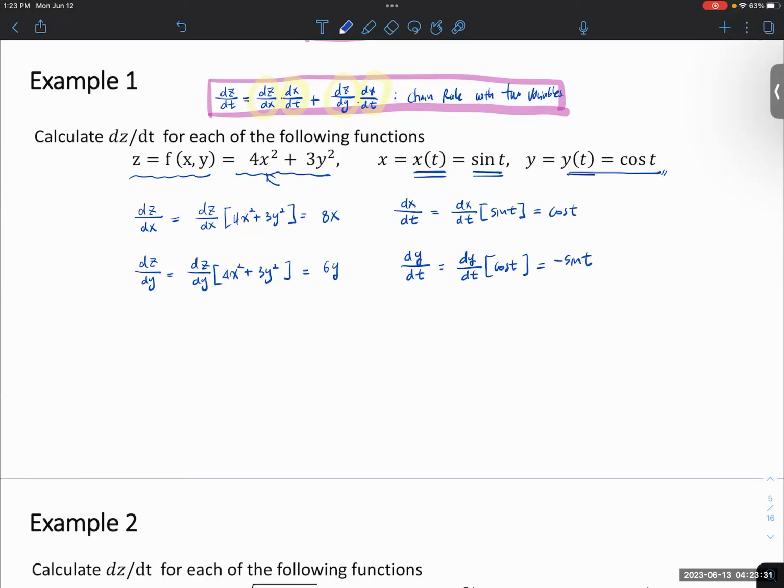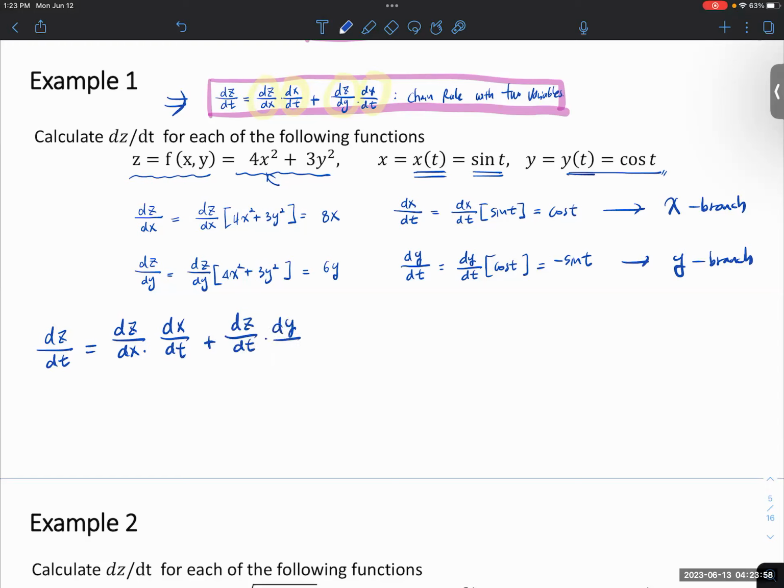Now what are you gonna do? You're gonna multiply. This is the X branch. These are the Y branch. So finally, dz over dt, we are looking at this. The X branch, you're gonna multiply. What happened? dz over dx times dx over dt, plus dz over dy times dy over dt, correct? Uh-oh, I have a little bit of a typo. This one should be y, dz over dy. So we have all the information. 8x times cosine t plus 6y times negative sine t. So it is going to be 8x cosine t minus 6y sine t.